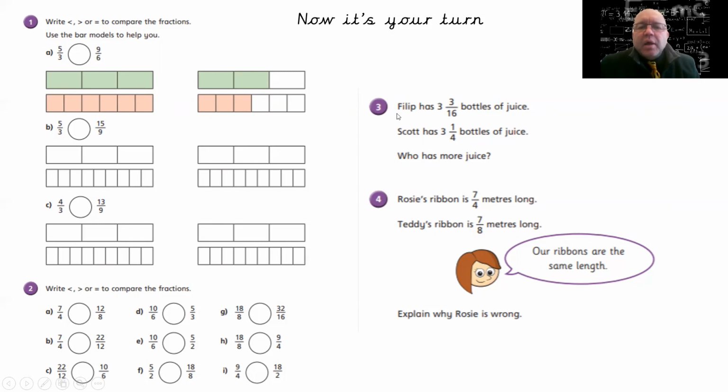Question 3. Philip's got 3 3/16 bottle of juice. Scott's got 3 1/4 bottle of juice. Who's got the most juice? And finally, for number 4, Rosie's ribbon is 7/4 meters long. Teddy's ribbon is 7/8 meters long. Rosie says our ribbons are the same length. You need to explain why she's wrong. And she is wrong. Okay, so pause the video, have a go at those 4 questions.